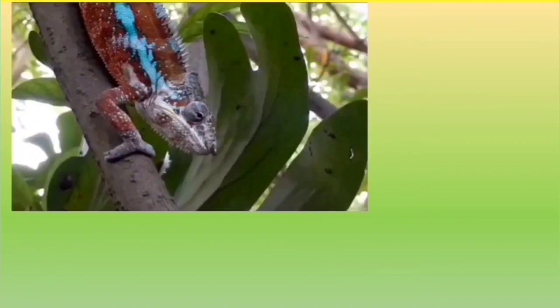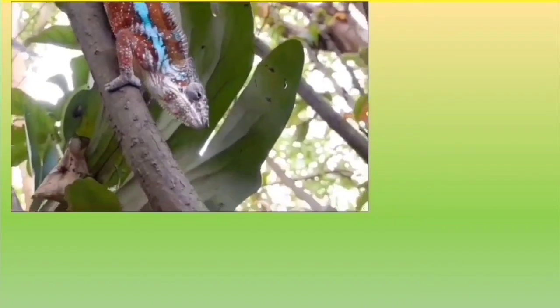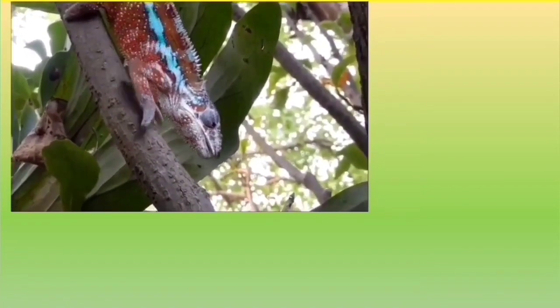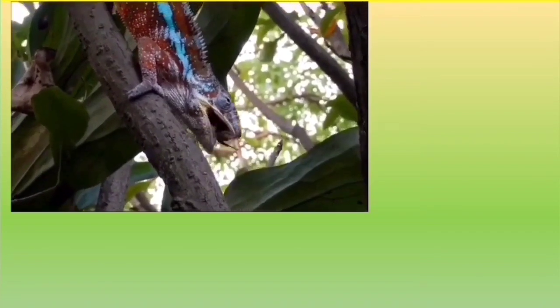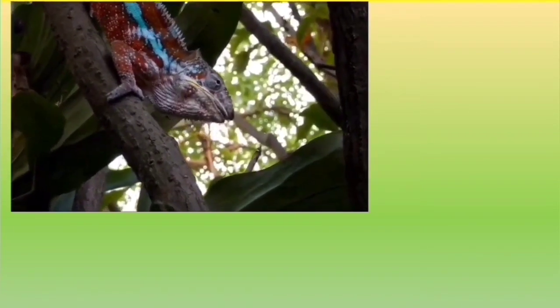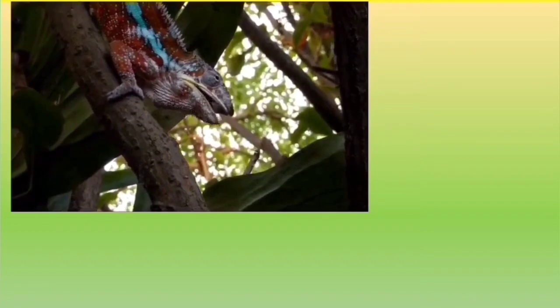Animals have different ways of catching their prey. Now here you can see the chameleon having a long tongue. The end is sticky. The insect sticks to the tongue and makes a good meal for the chameleon. Frogs and lizards also have a sticky tongue to catch their prey.